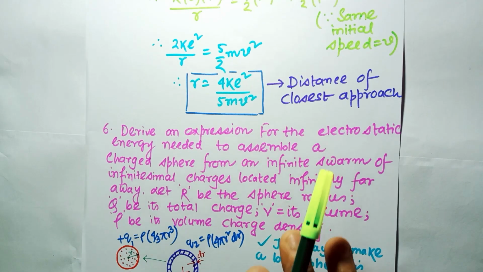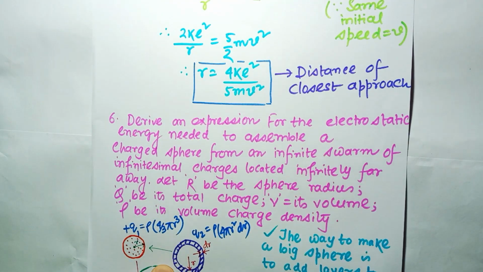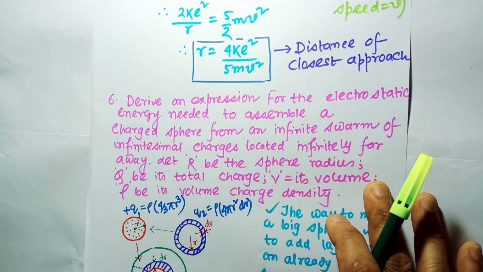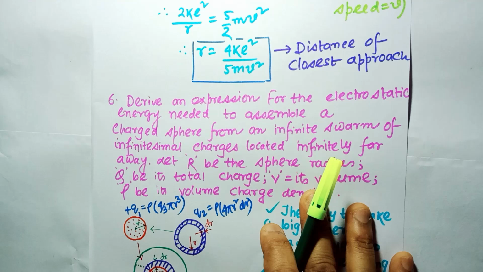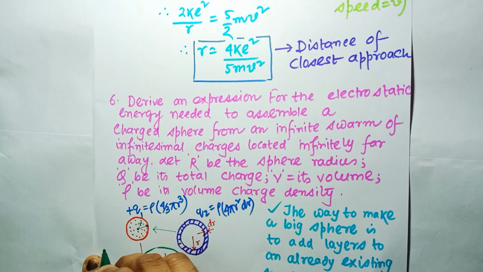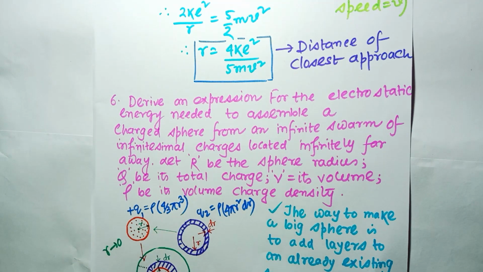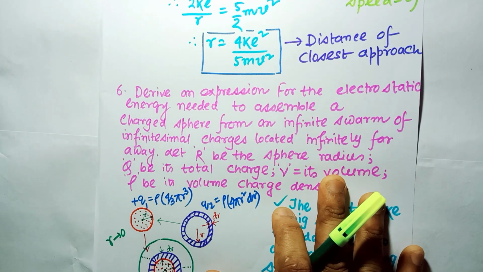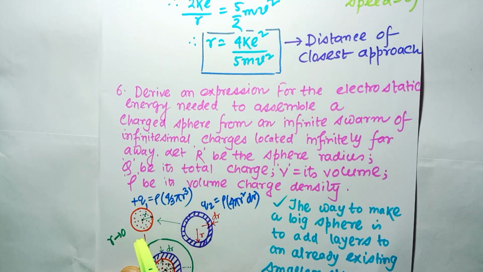So what does it mean? I need to calculate the potential energy of a charged sphere. What is the idea of the physics here? Initially, suppose I choose one very small sphere of radius r, in the limiting case of r tends to 0, and the charge content there will be q1 equal to rho, the volume charge density, times its volume, which is 4 by 3 pi r cubed.